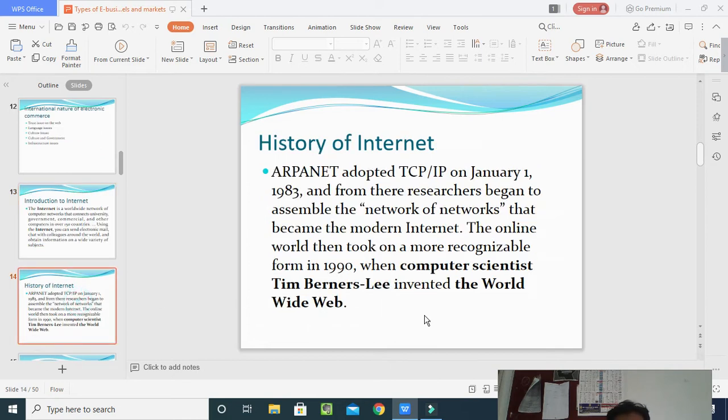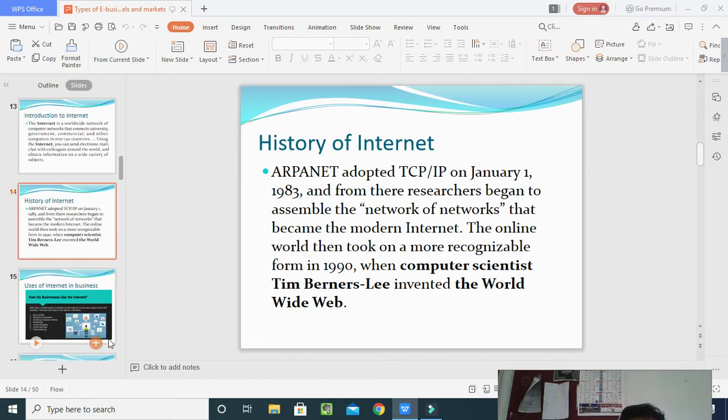So, what is the history? ARPANET adopts TCP and IP. These are terms we will learn in our upcoming slides. IP means Internet Protocol, and TCP means Transmission Control Protocol. On January 1st, 1983, researchers began to assemble the network of networks that became the modern internet. The online world then took on a more recognizable form in 1990 when computer scientist Tim Berners-Lee invented the World Wide Web. This is the history of the internet.